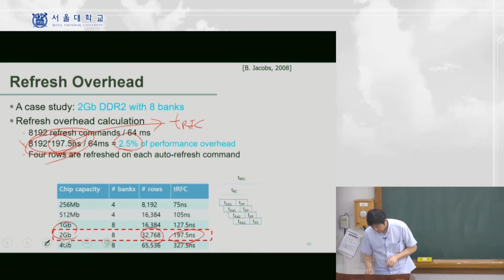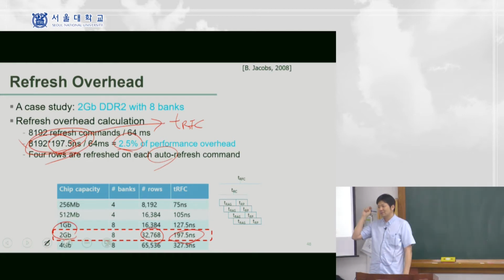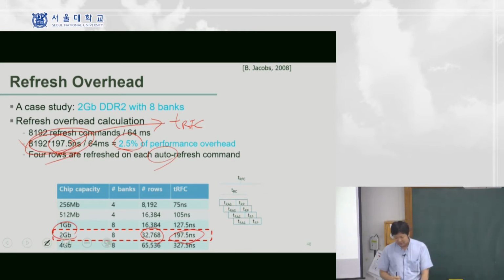By the way, this one is called auto refresh. It's auto refresh because you just send a refresh command, and the DRAM itself automatically determines which row to refresh next. So you don't really have to pinpoint. The memory controller doesn't have to specify which row to refresh next. It simply sends the auto refresh command, and then the DRAM itself calculates which row to refresh next. That's the reason why it's called the auto refresh command.